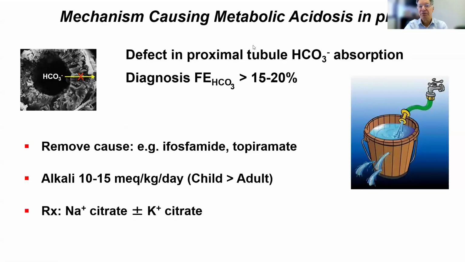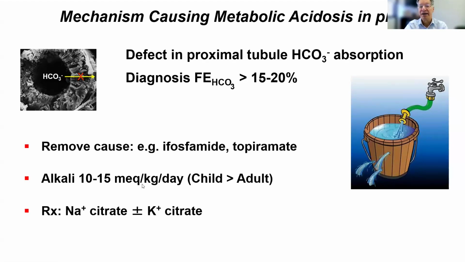So what is the mechanism of the metabolic acidosis? It's a defect in proximal tubule bicarbonate absorption, and we diagnose it by measuring the fractional excretion, but not when the bicarbonate is now in a new steady state and low. We have to return the bicarbonate back to what it should be, around 23, 24, and then we do the fractional excretion. So always do it on a treated patient. Remove the cause, like ifosfamide or topiramate, the seizure drug. It's also a carbonic anhydrase inhibitor. And then we treat the patients.